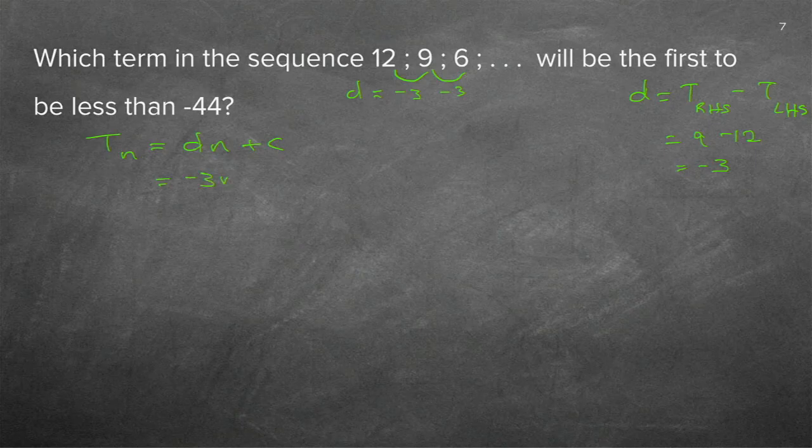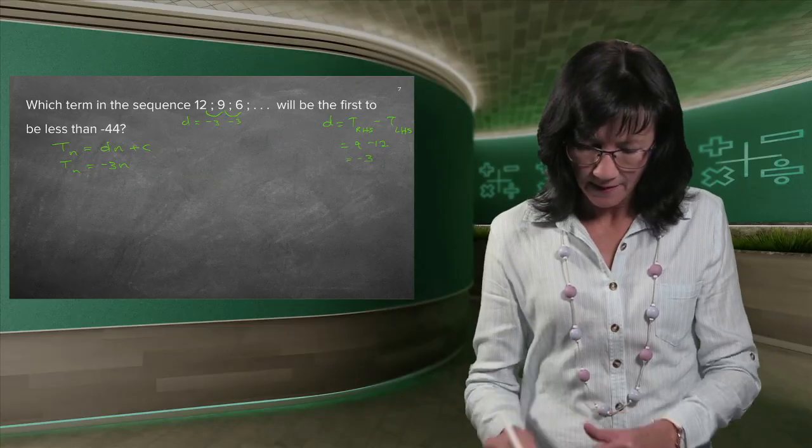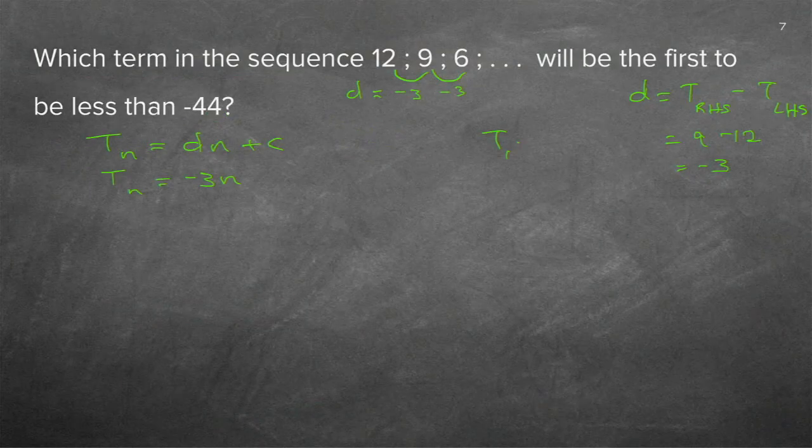Minus 3n. Okay, let's just stop here. You remember there's now two ways of getting the c. I can either test term 1 and find out what the c is, or I'm just going to do it in my head. Let's just do it here. If I say minus 3 times 1, so now I'm testing term 1, it gives me minus 3. Was term 1 minus 3? No, it was 12. What do I do from minus 3 to get to 12? I have to add 15. So if I add 15 to there, then I will have my formula.